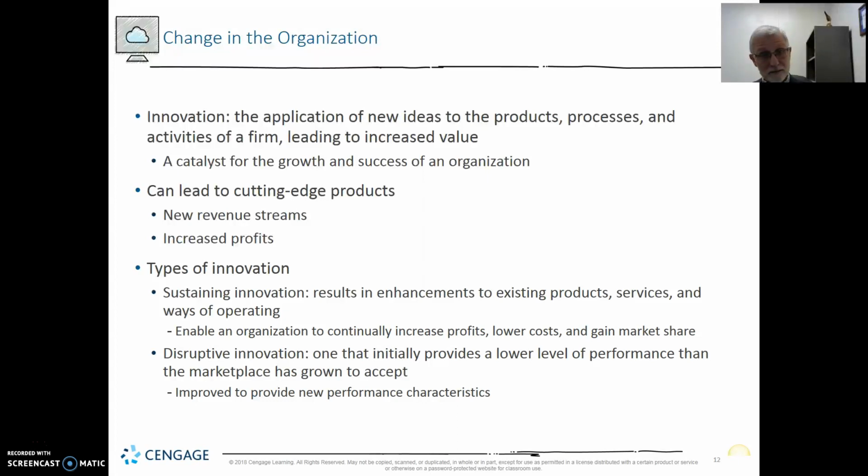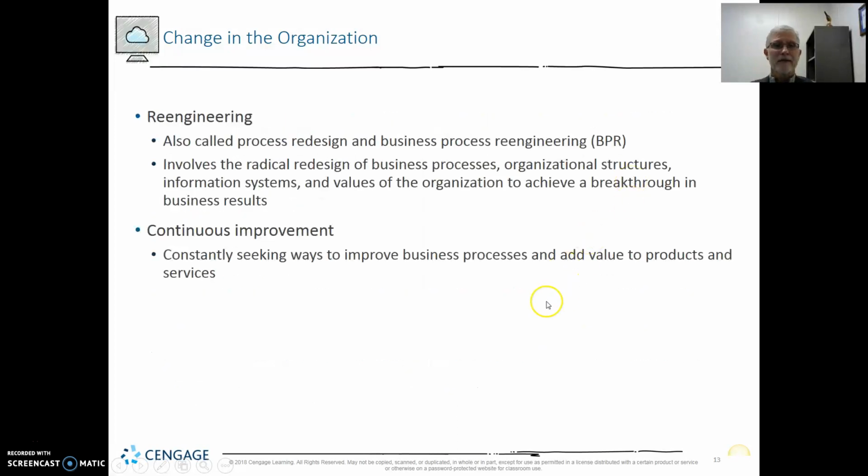A disruptive innovation is one that, when it first comes into the market, like your cell phone, for example, was huge and costly. But over time, the changes and modifications made it a product that we all accept and probably can't do without. Keep in mind, there are different ways of making changes. I can either revamp and re-engineer the entire process, or I can do continuous improvement. I can make small changes without throwing the baby out with the bathwater.